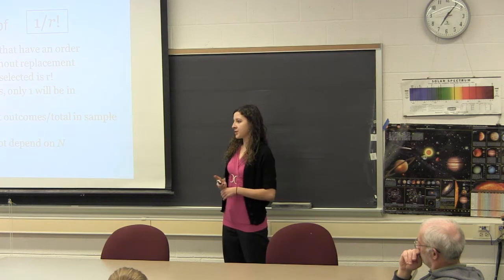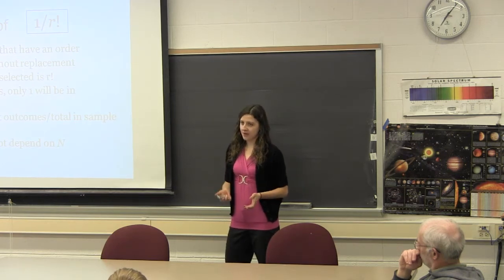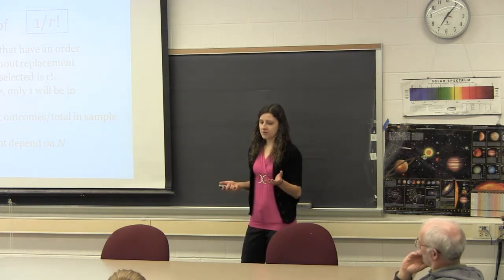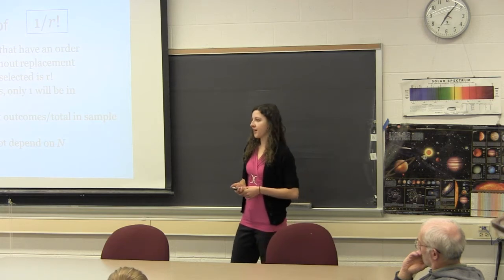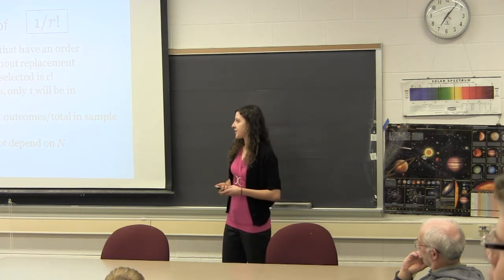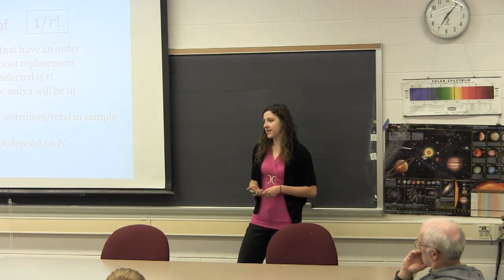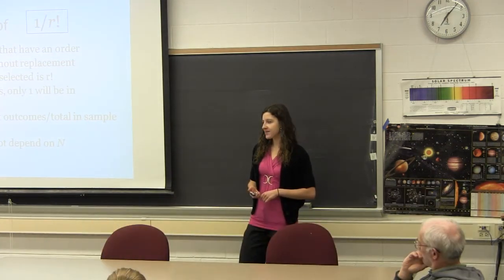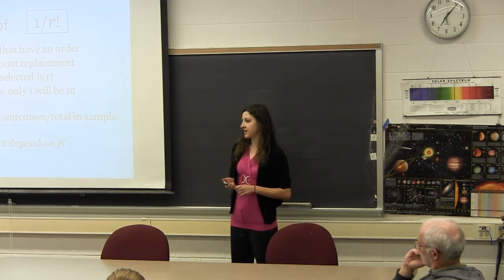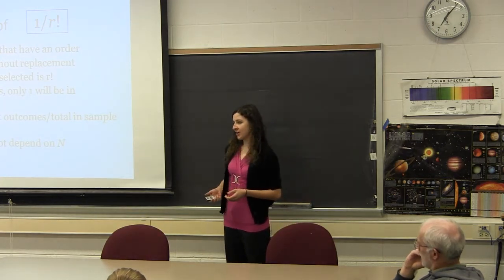And of these r factorial permutations, only one of them is going to be in alphabetical order. There's only one way to alphabetize something. It has to just follow A, B, C, D in that order. So probability is the total number of outcomes in our event divided by the total of the sample space, which is 1 divided by r factorial. So this is the basic question that I started with.